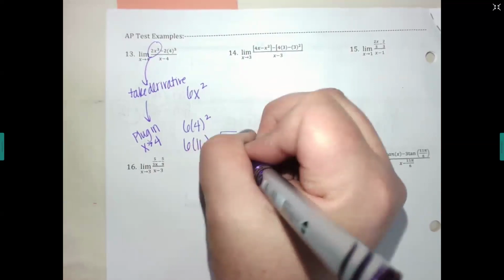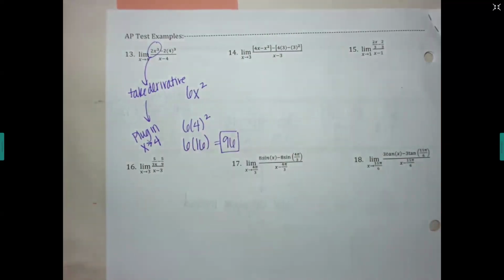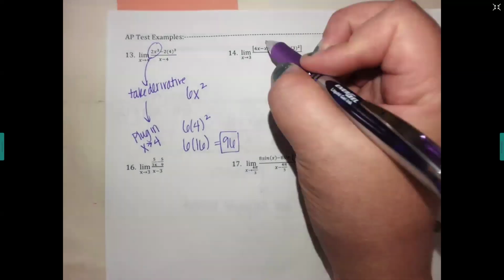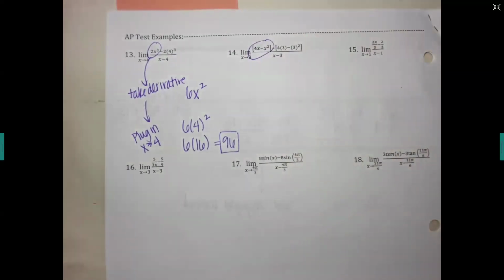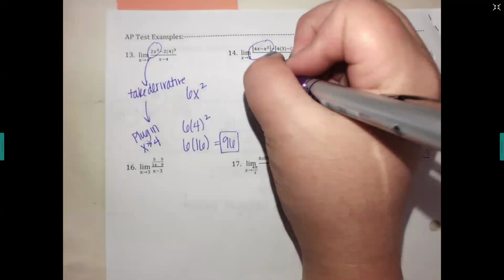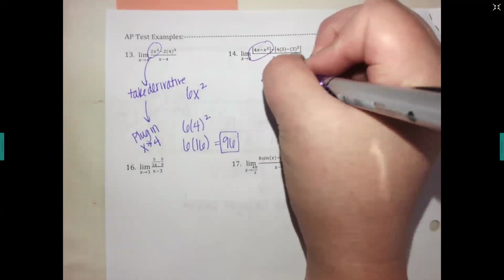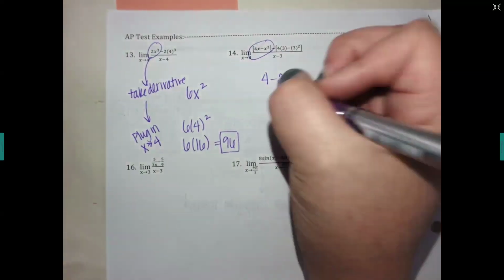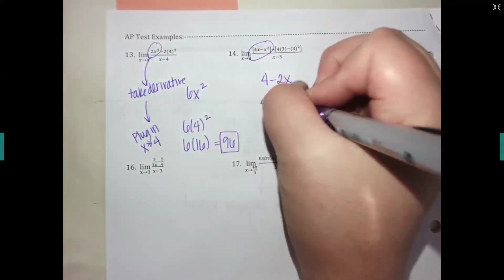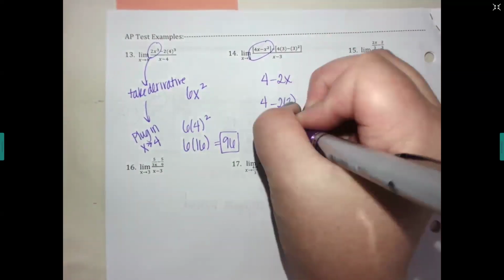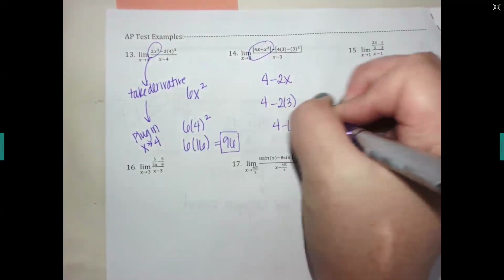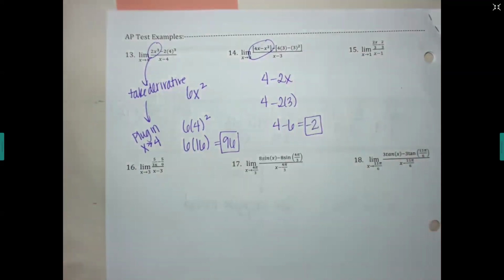Take a look at the next one. Circle what's in front of the minus, because we notice this is the definition of taking a derivative, and we already know the shortcut. So circle it, take the derivative. What is it? 4 minus 2x. And then what are we going to plug in? 3. 4 minus 2 times 3 would be 4 minus 6, which is -2. Okay?